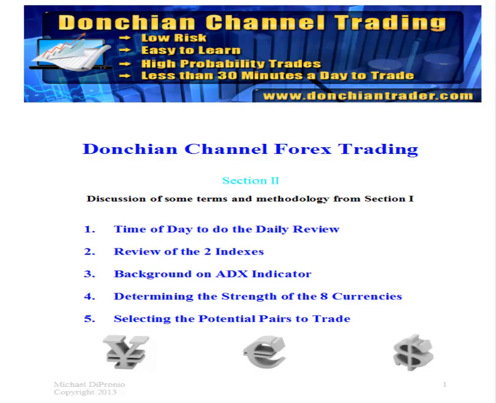In Section 2, we'll go into a little bit more detail behind our analysis. We'll be talking about 1. The time of day to do the daily review. 2. Review of the 2 indexes. 3. Background on the ADX indicator. 4. Determining the strength of the 8 currencies. And 5. Selecting the potential pairs to trade.